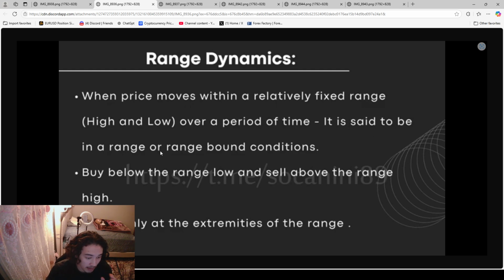Right when the market makes a high and a low, in the next candle, it stays inside the range. It doesn't really price out at a high or low. That's straight away considered a range. In range or range bound conditions, buy below the range low and sell above the range high. This is why I said it's very important. If you go see my live stream, I said the reason I lost this trade is because I sold when the market never priced out the range high or range low.